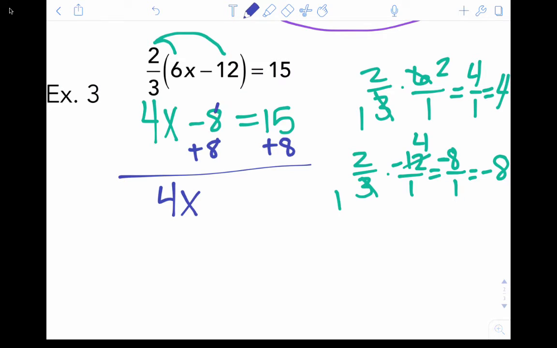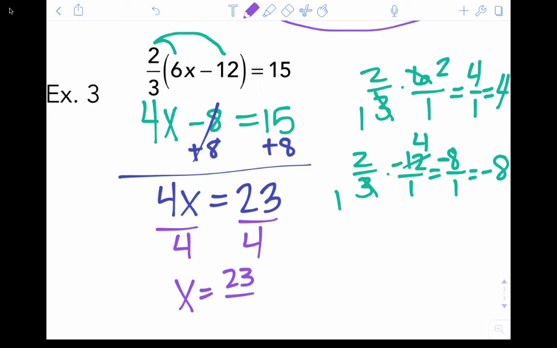So I need to add 8 to move it to the right side. So I'm left with 4x, my 8's cancel out, equals 23. So now I'm going to divide both sides by 4 to get x by itself. So I get x equals 23 over 4. I cannot simplify that any further, so I'm just going to leave it like that.